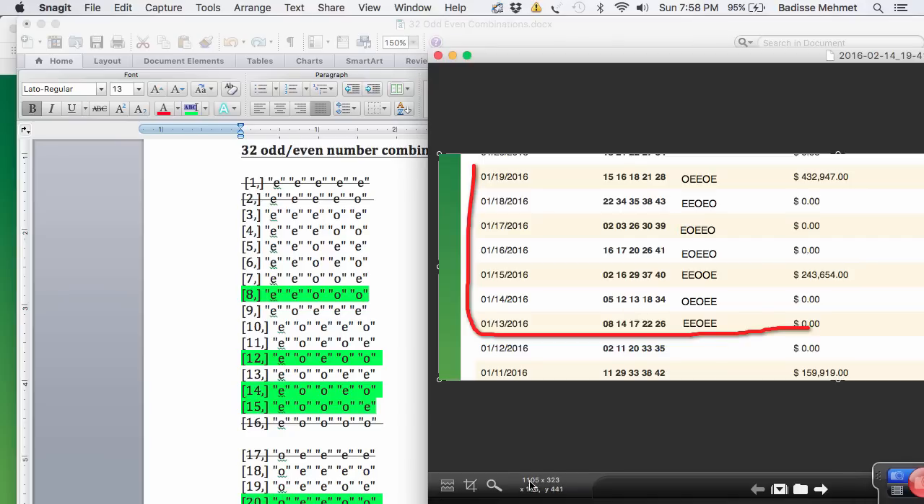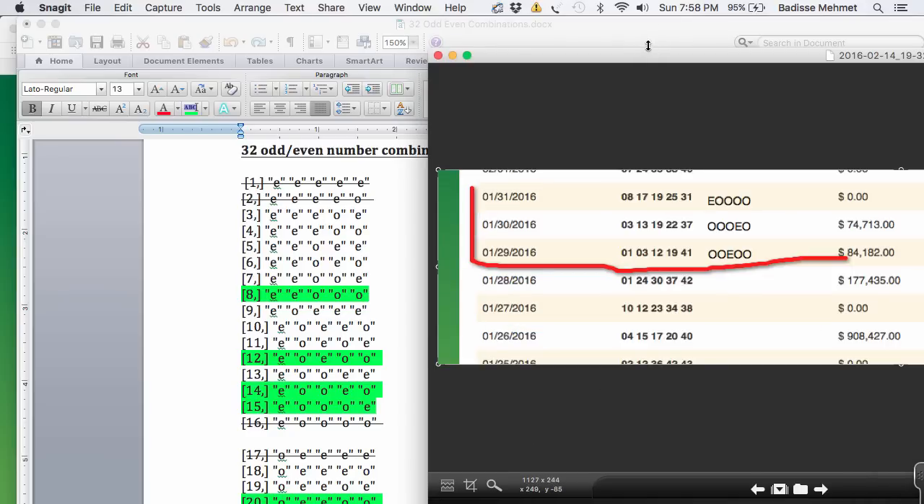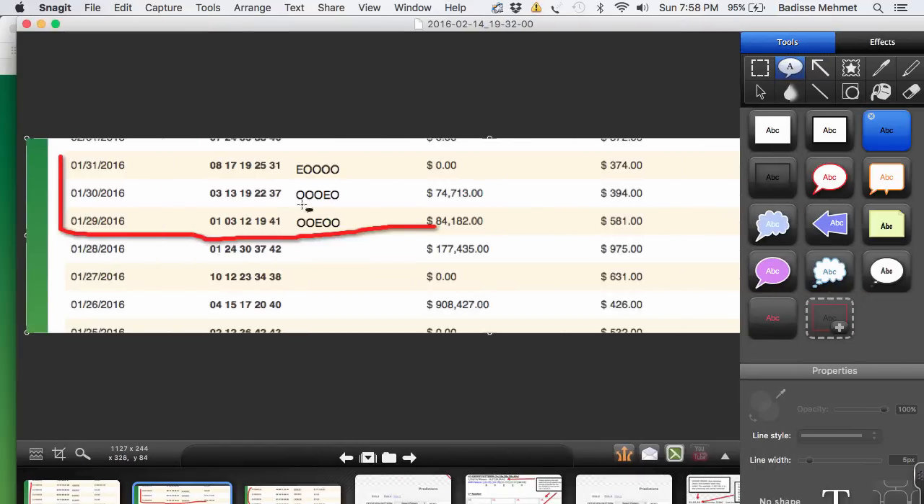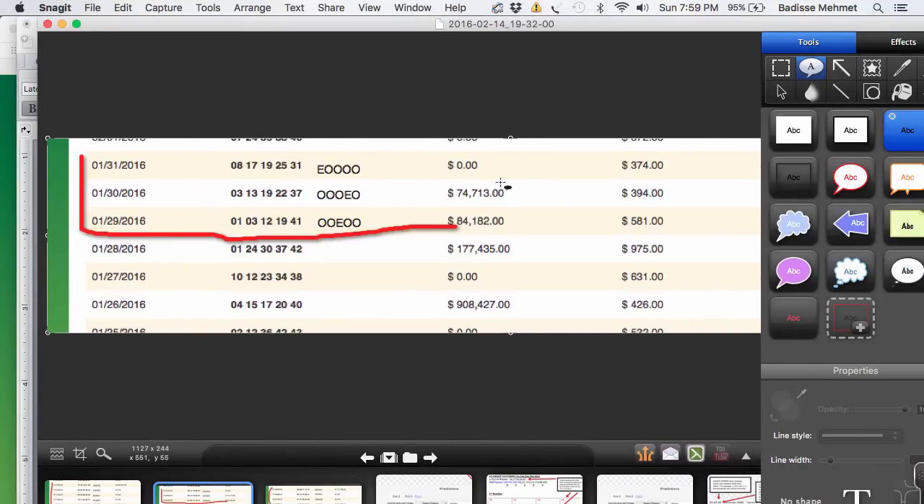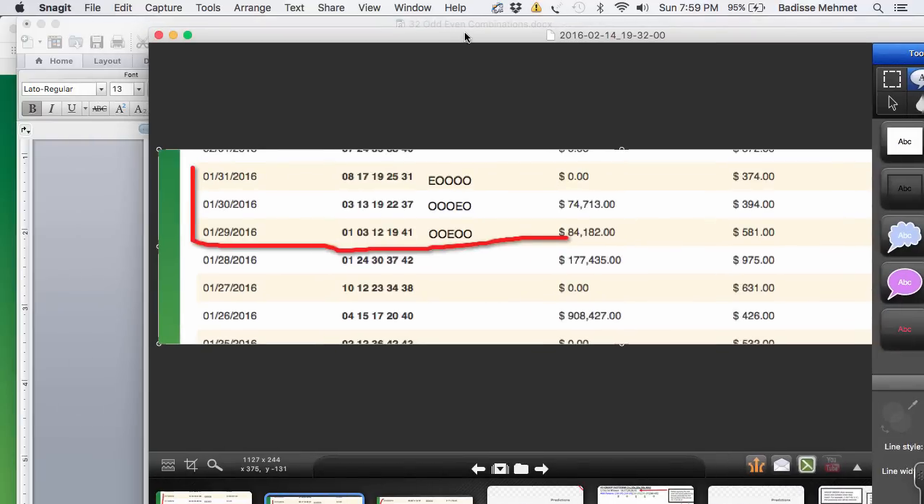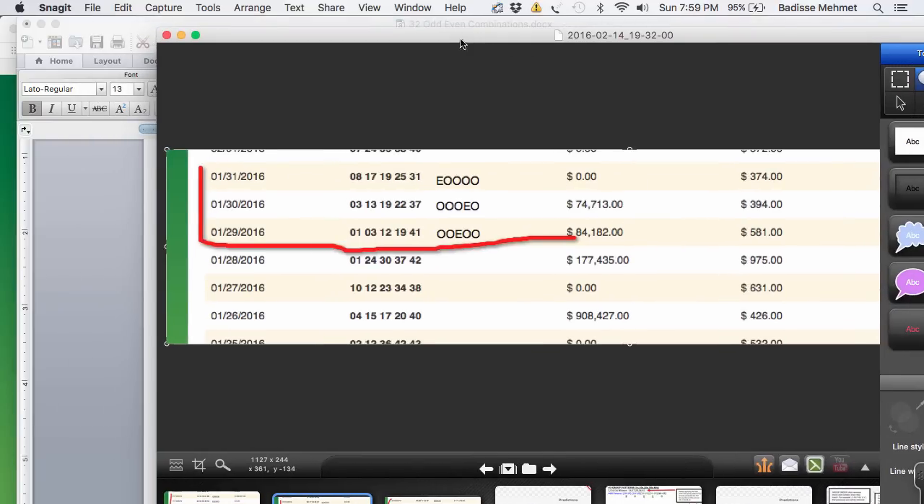Look, for example, let's take these winnings here. You see this on January 29th, 30th, and 31st? You see the 29th has 4 odds, and then after, 4 odds again? Well, let me ask you something. How many odd even patterns have 4 odds in it? 4. There are only 4 odd even patterns that have 4 odds in it.